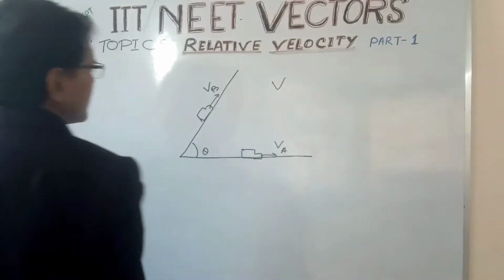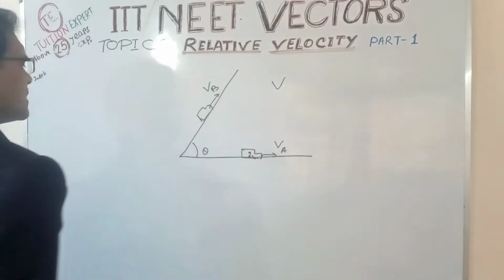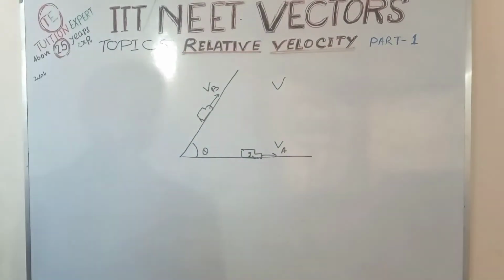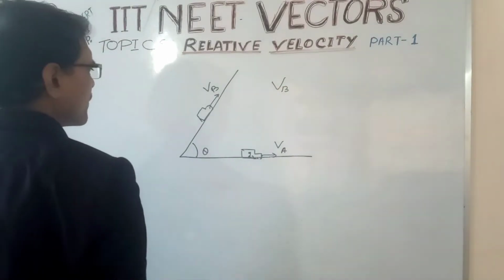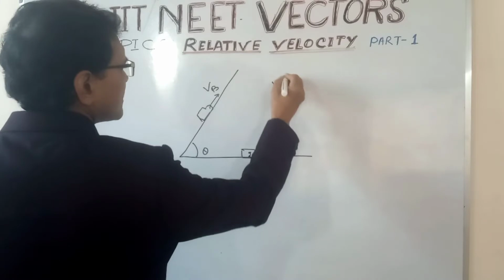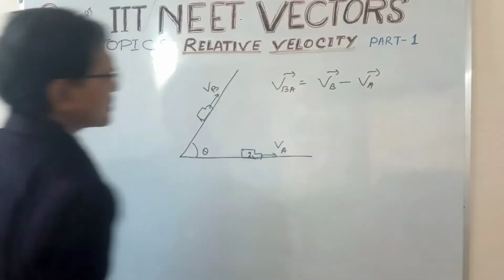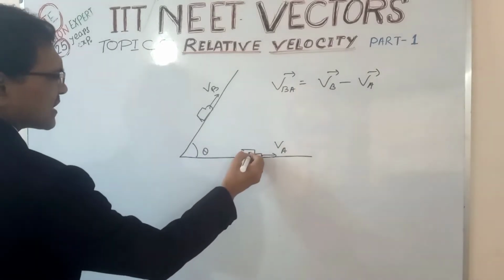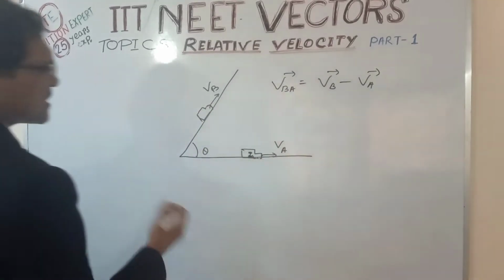if a man in car A observes car B, then what will be its direction? So we want to calculate the velocity of B with respect to A. So we can write VB minus VA. If a man in car A observes car B, then what will be its direction? So this is the relative velocity.